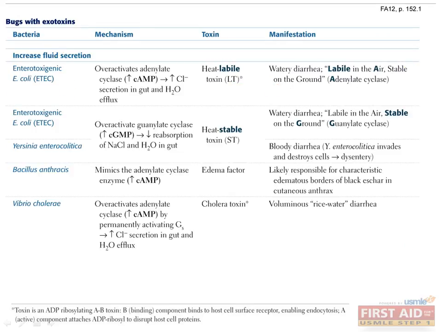Next are bacteria which increase fluid secretion. E. coli heat labile toxin and cholera toxin both overactivate stimulatory G protein, which activates adenylyl cyclase and increases cAMP production. Yersinia enterocolitica exotoxin causes bloody diarrhea via invasion and destruction of colon epithelial cells, leading to diarrhea. Yersinia acts by the same mechanism as heat-stable enterotoxigenic E. coli by overactivating guanylate cyclase, which then causes an increase in cGMP levels.